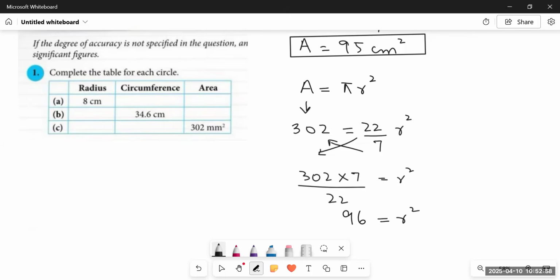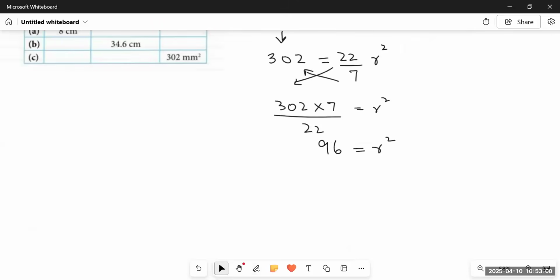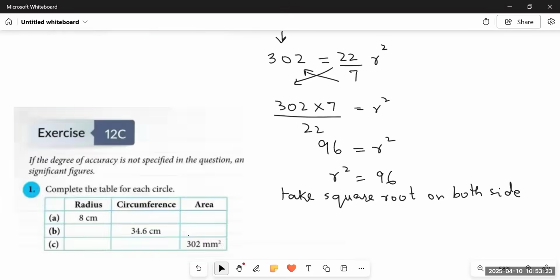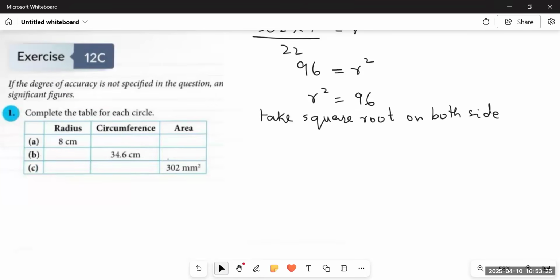Now, what to do next? We have found the value of r square, but we have to find out the radius, not r square. R square is different from r. So what to do next? We will simply take square root on both sides. Whenever the area is given, we have to do this additional step. Just keep this in mind. So what we will do next, we will take the square root on both sides.